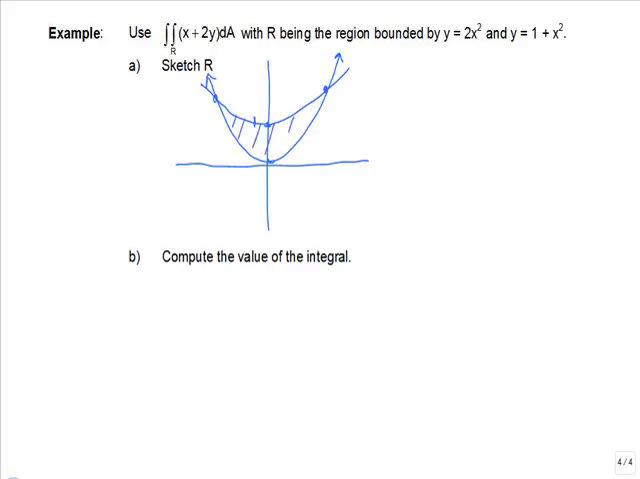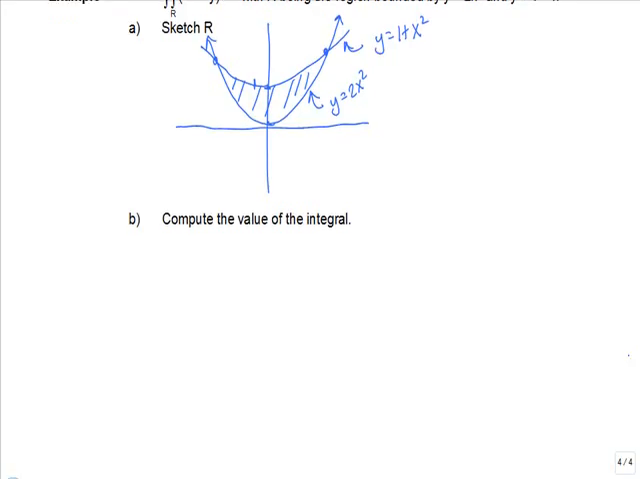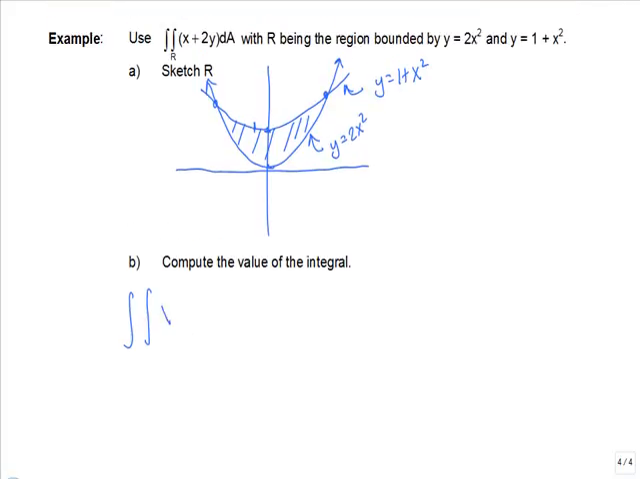And so what I notice is the region I'm looking for is the region that falls in between the two. So this one's y equals 2x squared, this one's y equals 1 plus x squared. So there's my region. Now I want to compute the value of the integral. To compute the value of the integral, I have to actually set up the integration. So I'm going to integrate the function x plus 2y.